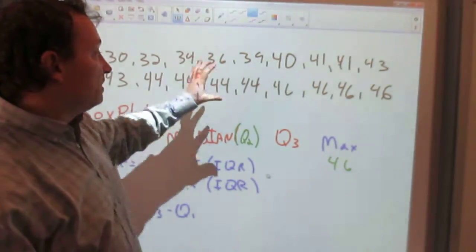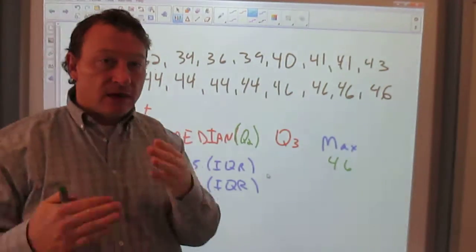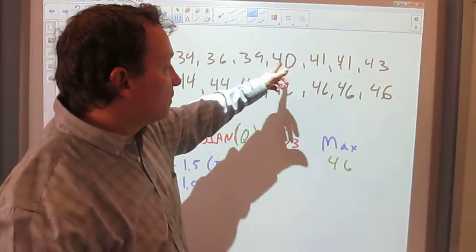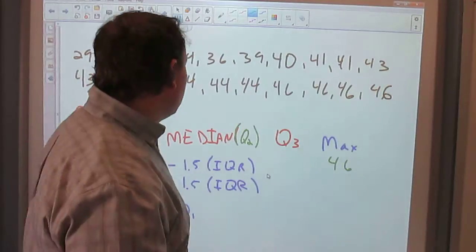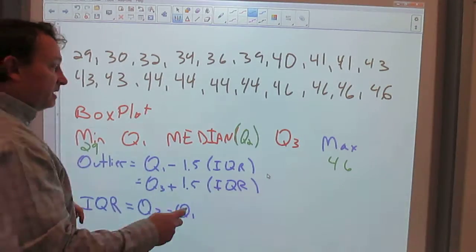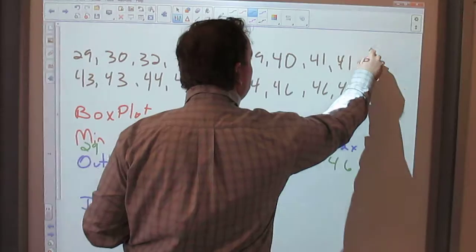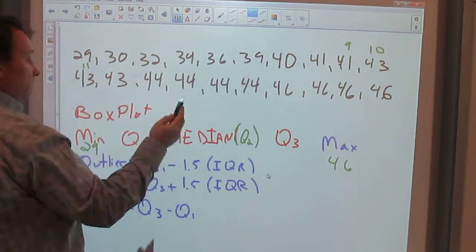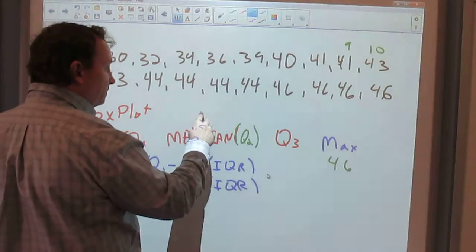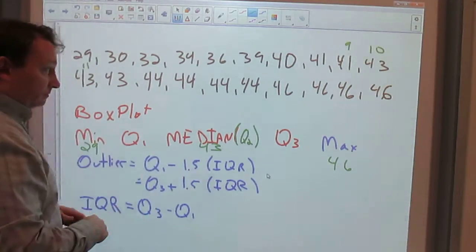So since I have 20 values, the median is going to be right in the middle of them. These are the first 10, how I ordered them. This is 11 through 20. So my median is going to be between 43 and 43. That's number 10. This is number 11. So my median is between the two of them. Between 43 and 43 is 43.